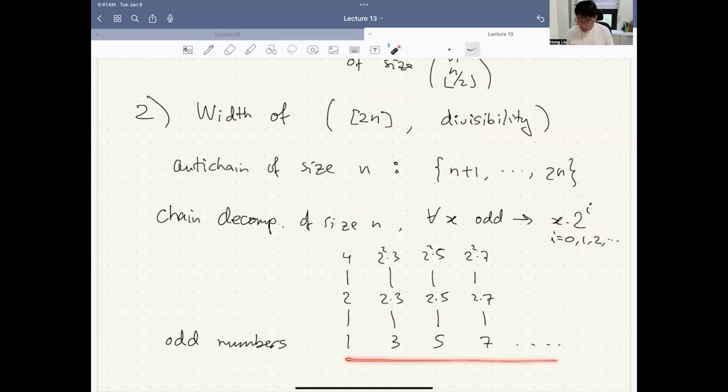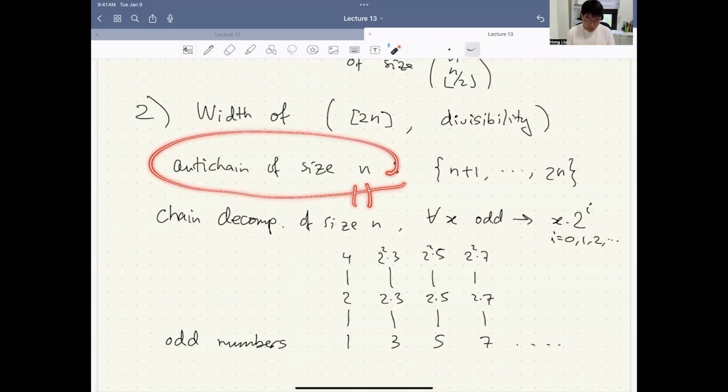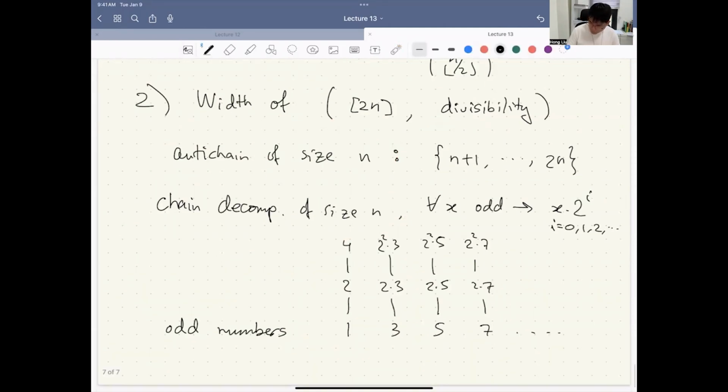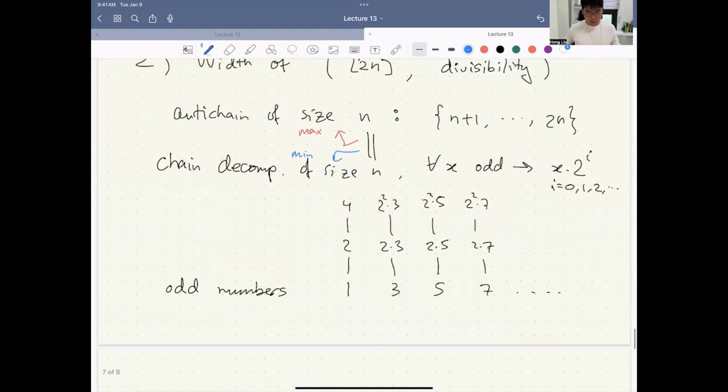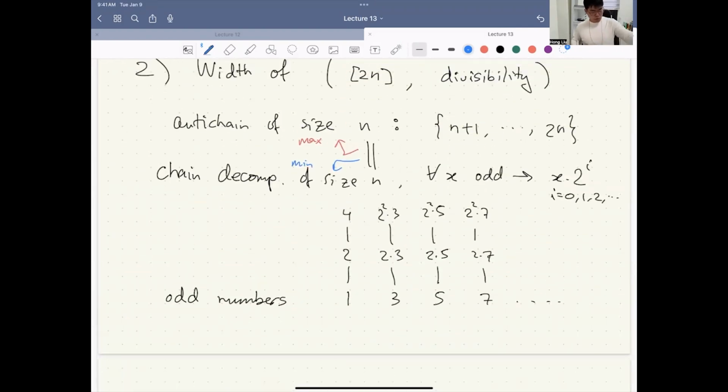And how many odd numbers? n of them. So we get a chain decomposition of size n, and we know this must be the max, and this must be the min. These two are the same, so we have this is max. We have this is min. Good. This is a simple application.